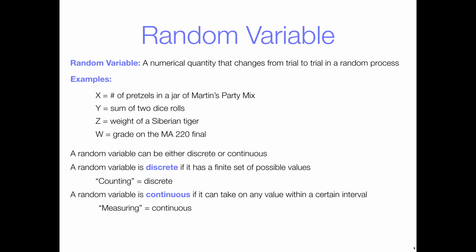So let's look at the 4 that I put up there. The number of pretzels in a jar of party mix. Discrete or continuous? Right, that's discrete. We're counting pretzels. The sum of 2 dice rolls. Right, also discrete. We're counting the number of dots on each die and then adding them. So discrete, and each die can only show certain numbers.